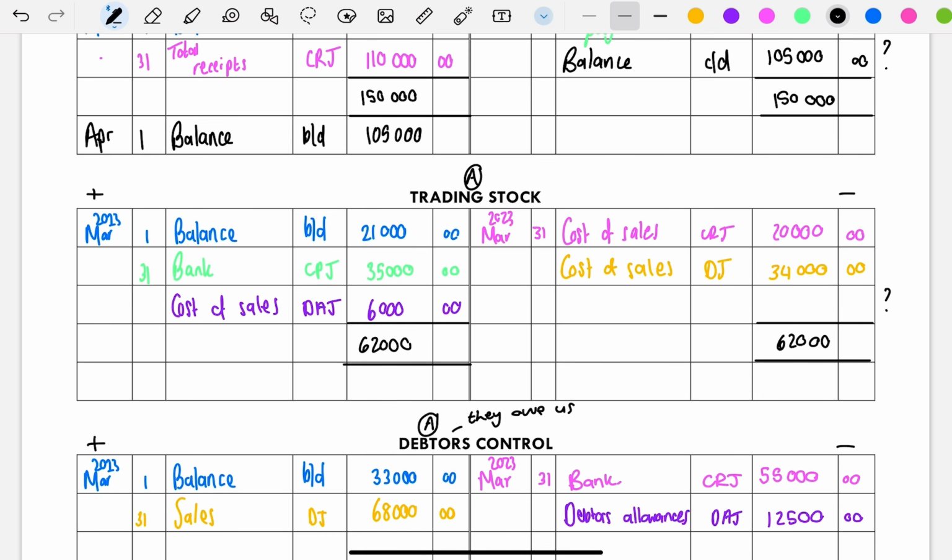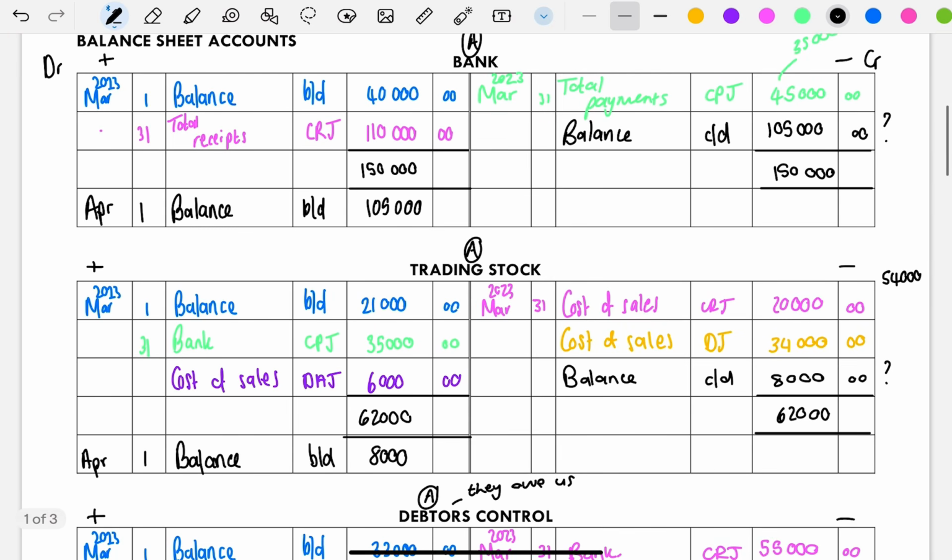And then again, what is missing? So 20 plus 34 gives me 54,000. So what do I still need to add to get to 62? I must still add 8,000. And that means 8,000 Rands worth of stock is left over. And therefore, next month on the 1st of April, on the positive side, I've got my balance brought down of 8,000. Meaning we have 8,000 Rand stock available to sell for the next month.